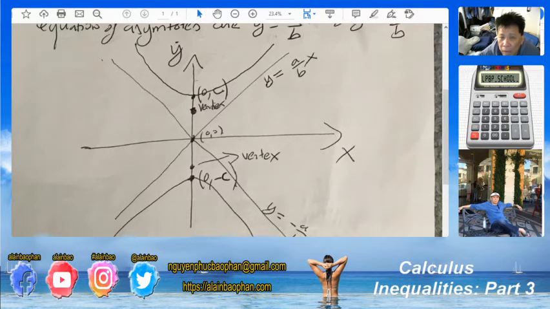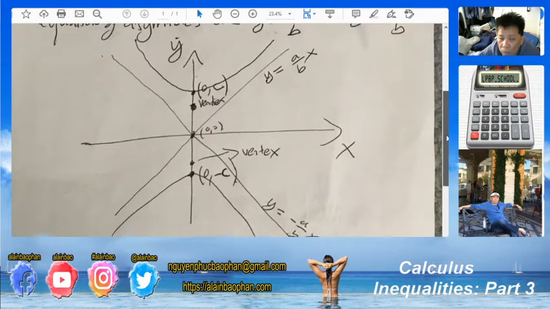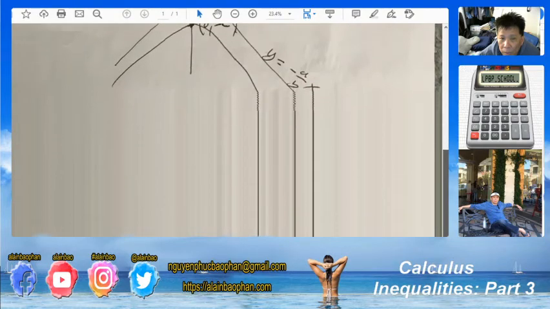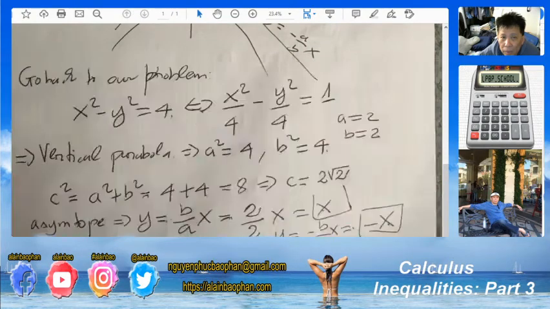Okay, so now we go back to our problem. They're asking how many regions this graph has, and which region is greater than or equal to 4, which region is greater than 4, and which region is less than 4. So we see here it looks familiar, right?